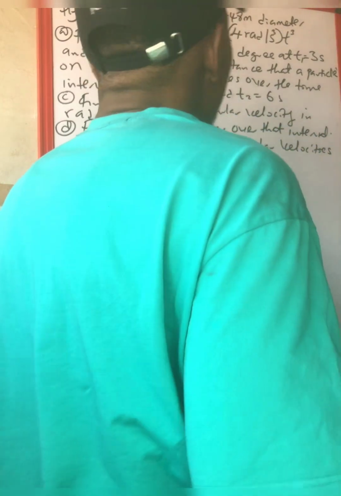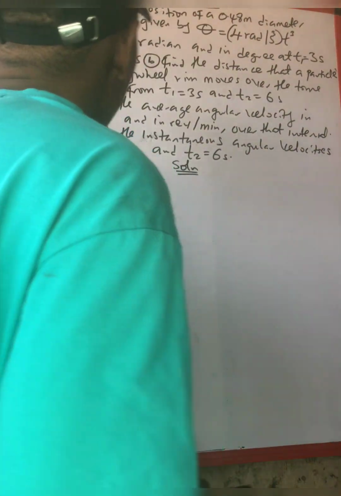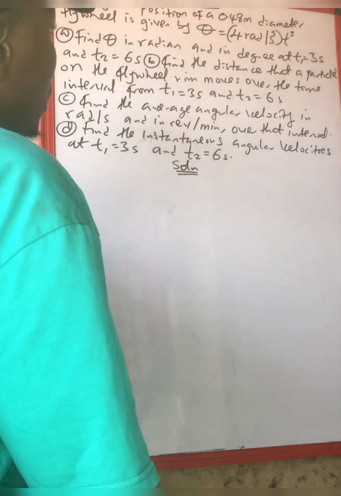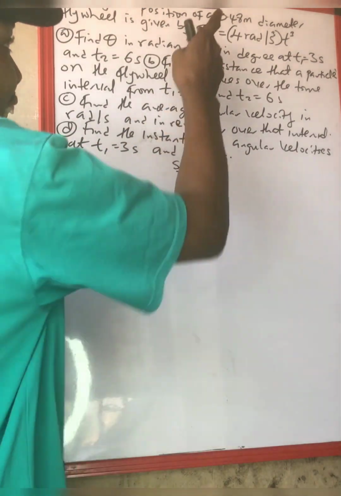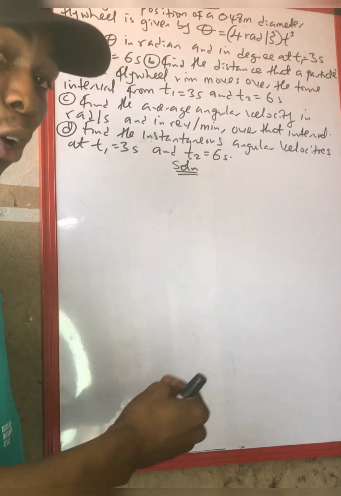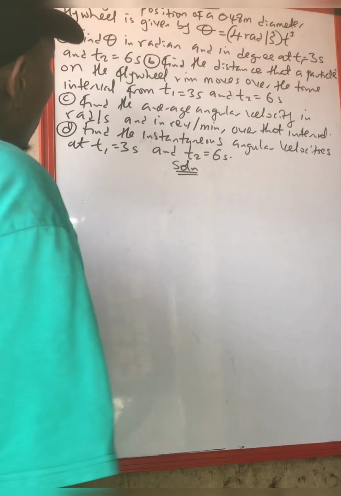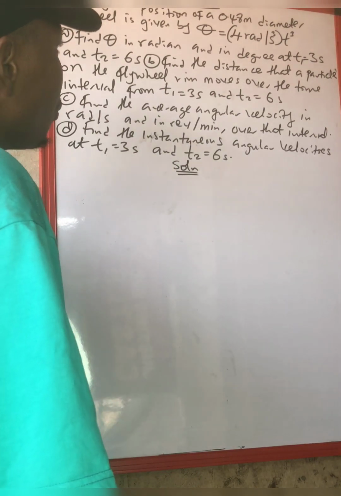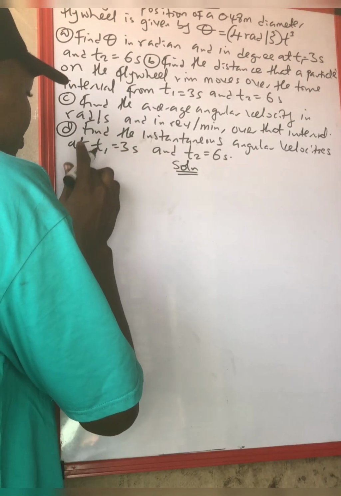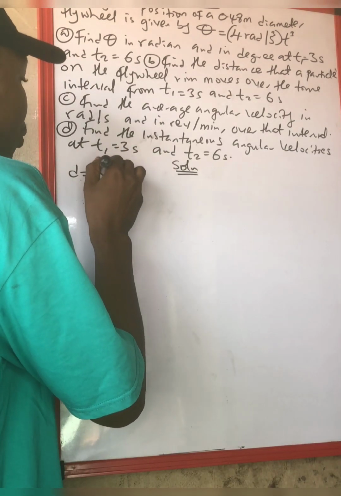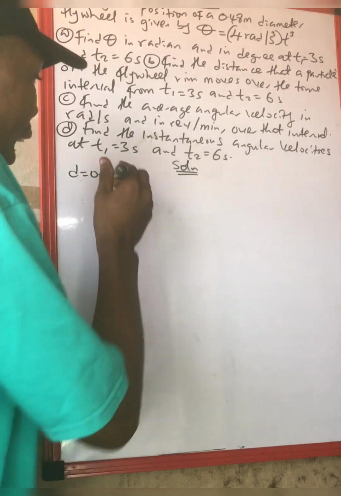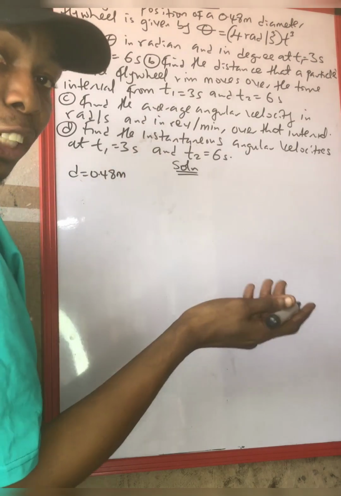All right. So we have another new question here, and we're told that the angular position, stated as theta, or you can call it the number of revolutions, or angular displacement, of a 0.48 diameter. In the question, we're given our diameter to be 0.48. And don't forget, radius is half of a diameter. Definitely, you can get our radius from here.